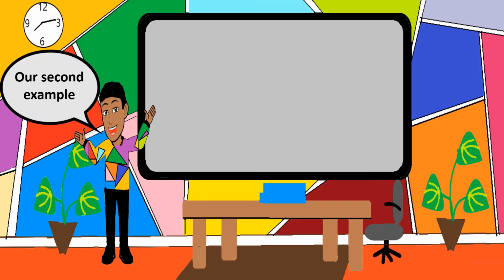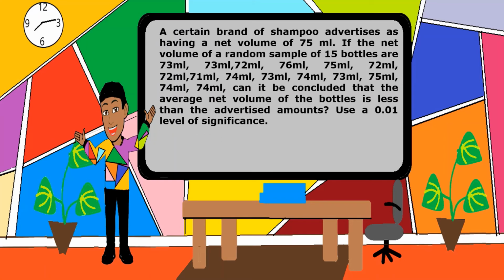Our second example. A certain brand of shampoo advertises as having a net volume of 75 ml. If the net volume of a random sample of 15 bottles are 73 ml, 73 ml, 72 ml, 76 ml, 75 ml, 72 ml, 72 ml, 71 ml, 74 ml, 73 ml, 74 ml, 73 ml, 75 ml, 74 ml, 74 ml. Can it be concluded that the average net volume of the bottles is less than the advertised amounts? Use a 0.01 level of significance.